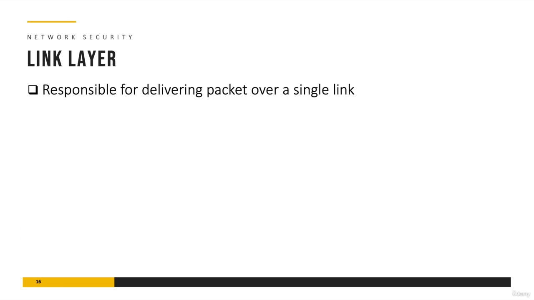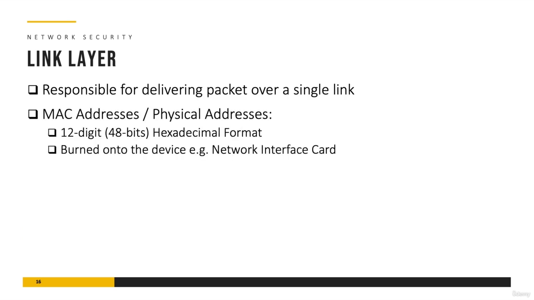As we discussed, the link layer is responsible for delivering packets over a single link. Now the fundamental difference between IP addresses and MAC, also known as physical addresses, is that IP addresses are dynamic or flexible, which means that they can be changed, right? But MAC addresses are burned onto the actual network interface card. They are 12-digit numbers or 48 bits and they are burned onto the device itself. So basically they cannot be changed. Well, they can be changed in certain exceptional circumstances and there are tools to do that, but generally speaking, they're fixed.